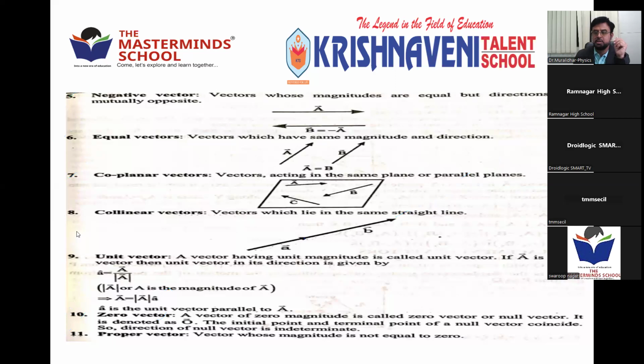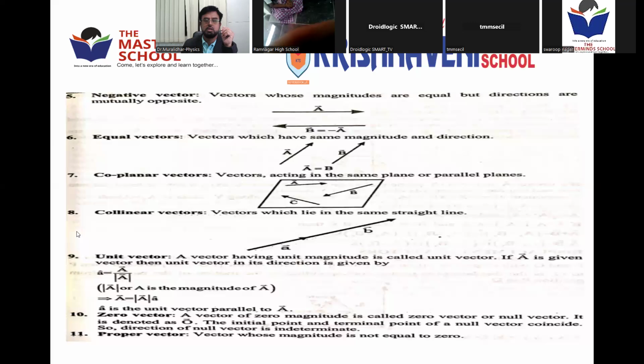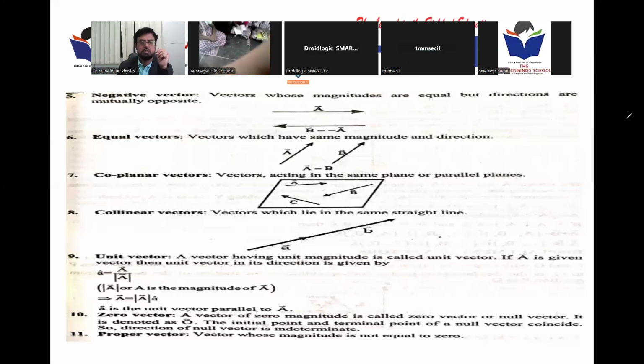First, you write this down, as fast as you can. Starting from number 5, all of you open your notebooks: negative vector, equal vector, coplanar vector, collinear vector, unit vector, zero vector, and proper vector.